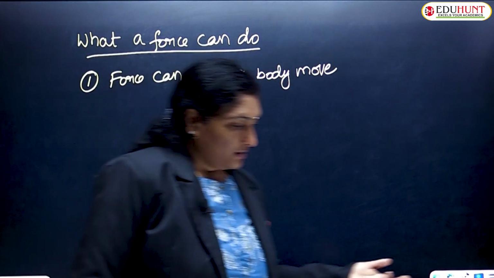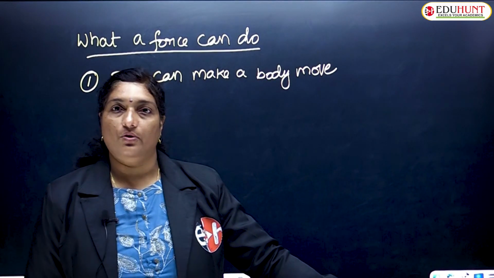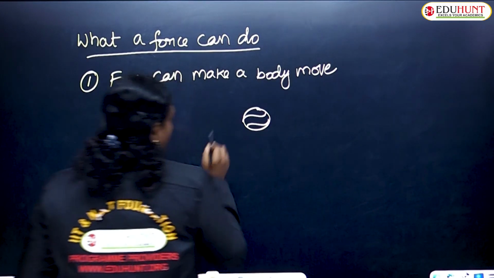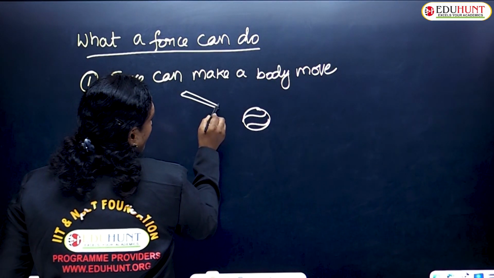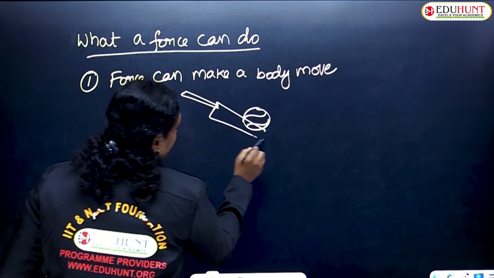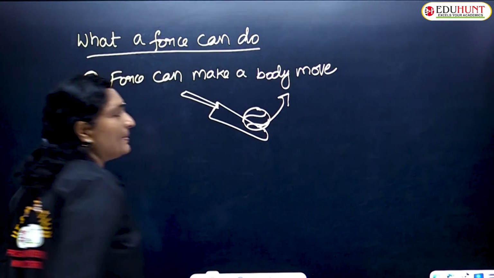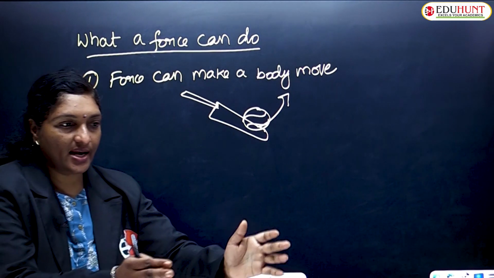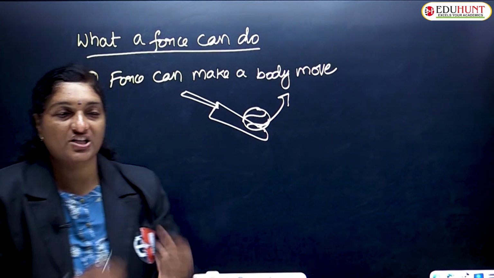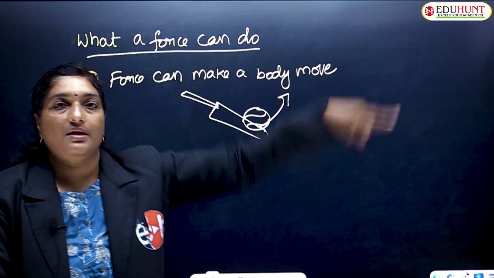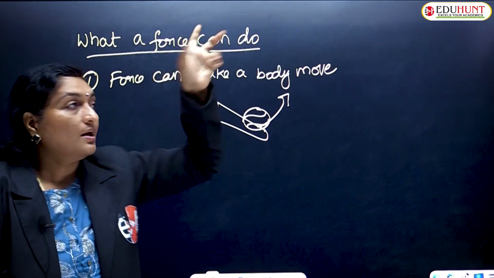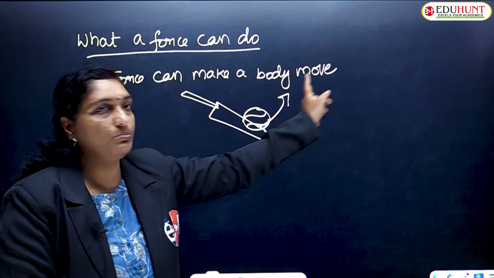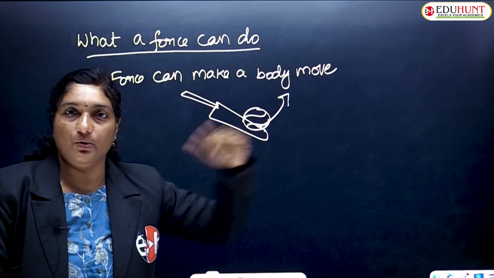Suppose a ball is lying on the floor, and if it was hit with a bat, what happens to the ball? The ball will start moving. Isn't it, children? Initially the ball was at rest, and when it was hit with a bat, the ball starts motion. So by applying a force, we can make this ball move. So force can make a body move.